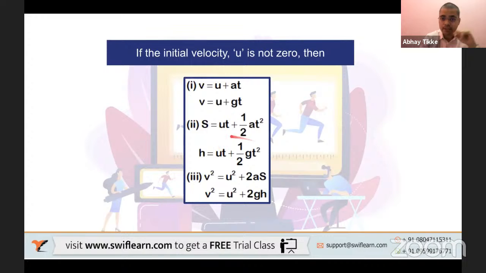s हो जाएगा ut plus half at², उसमें क्या डालेंगे? u को u रखेंगे और a को g रखेंगे, right? So h equal to ut plus half gt square, right? And v square equal to u square plus 2gh. These are the three equations when u is not 0. This is for also freely falling body. Yes, any doubt so far? Fine, let us go ahead.